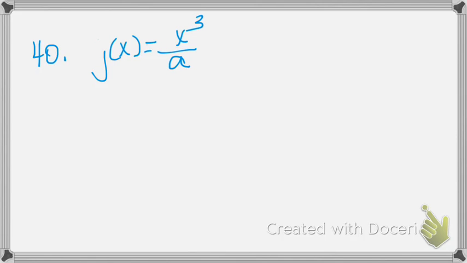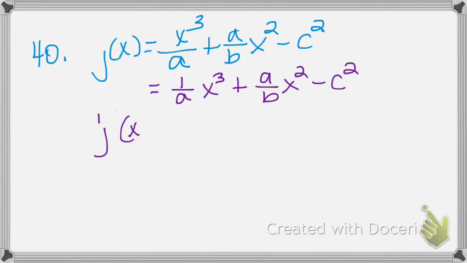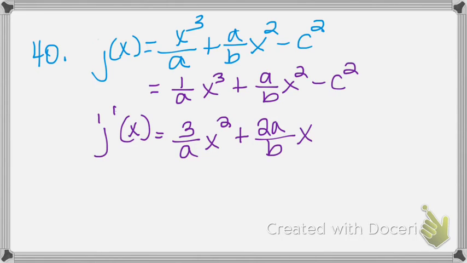So, number 40. This one's different because there's a whole bunch of letters. Remember that all the letters are a number except for the x. The x is the variable. So if I'm going to rewrite this at all, the only thing I would probably do is make that 1 over a, so it's easier to think about the x being separated. So now when I find the derivative, it's 3 times 1 over a, or 3 over a, x squared, plus 2 times a over b, so 2a over b, x, and then the derivative of c squared is 0, so that part's not there.